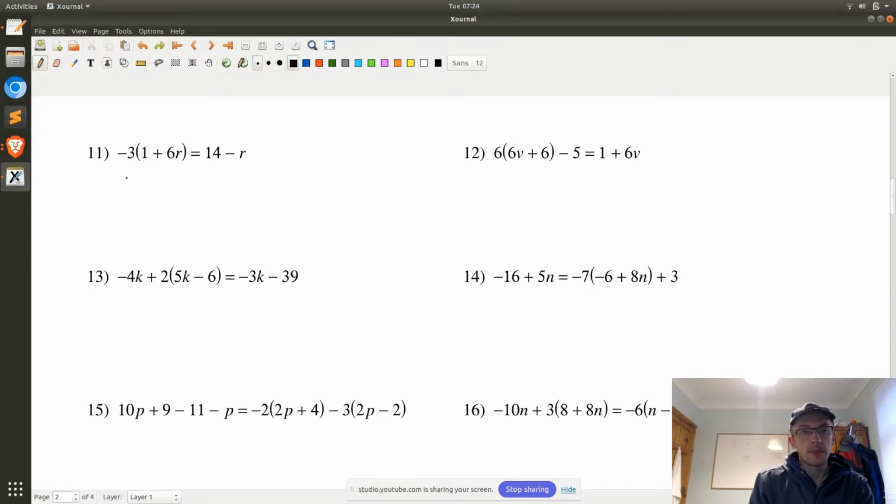Okay, so expanding on the left-hand side. That means -3 times 1, which is -3, plus -3 times 6r, which is -18r. And the right side remains untouched.